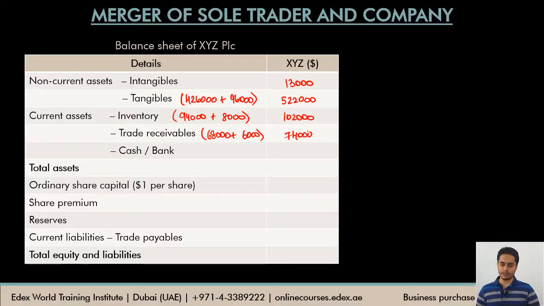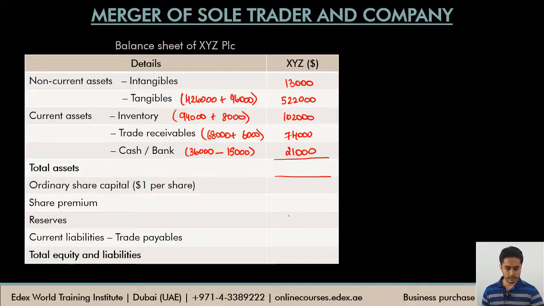Cash balances of A are not acquired, obviously, given in the question. Existing cash balances of XYZ PLC was 36,000 in the previous balance sheet, but out of this 15,000 has been utilized to pay sole trader A. So the remaining cash balance or the bank balance is 21,000. Let's take a total of all our assets, the non-current assets and the current assets. So we have a total asset value of 732,000 of XYZ PLC after the merger.